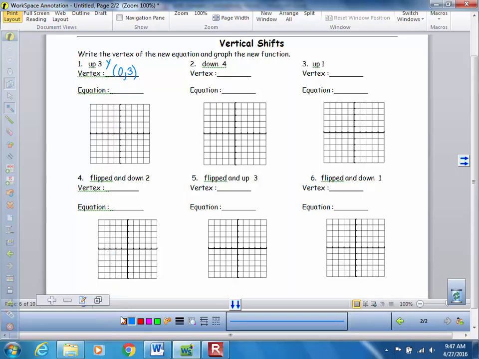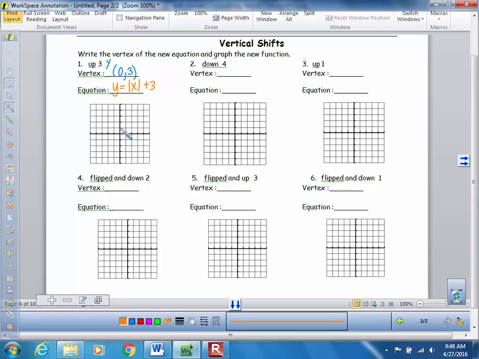So if we were going to write our equation, it would look like y equals the absolute value of x. Did we change x at all? No, so it's just the absolute value of x. And then would it be plus 3 or minus 3? Plus 3. Okay?